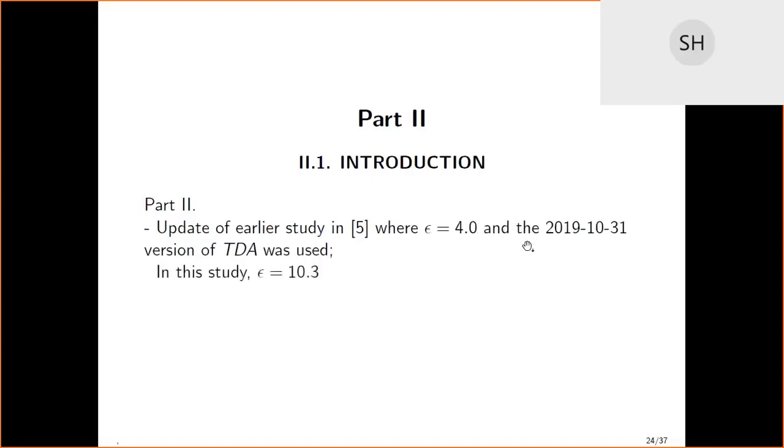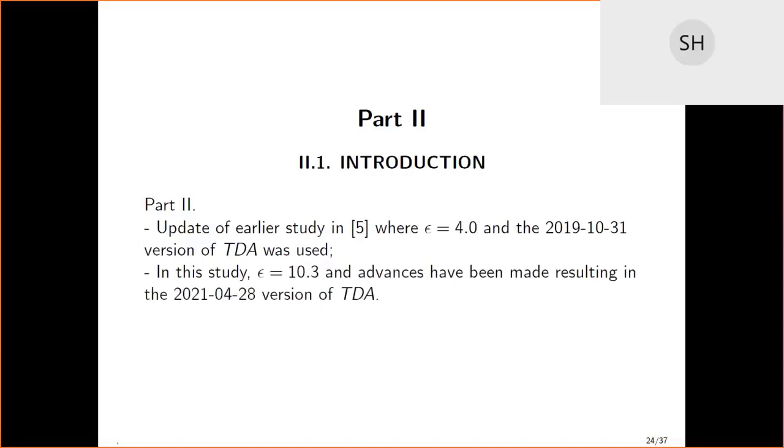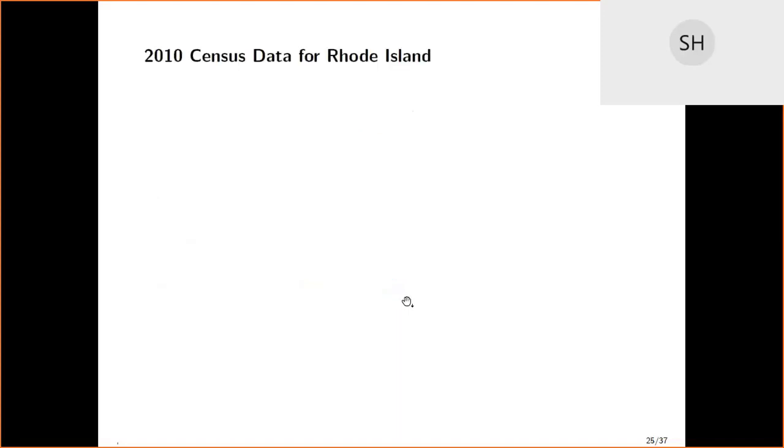In this study, the epsilon is 10.3, and advances have been made resulting in the April version of the top-down algorithm, which was released last month. Data. We look at the 2010 census data for Rhode Island. We look at Rhode Island because this work started in the context of the 2018 planning for the decennial census, and so we've continued to look at Rhode Island. But we had a test site there.